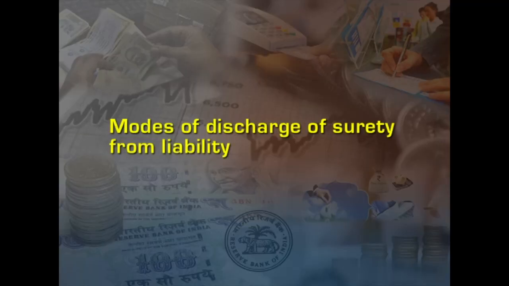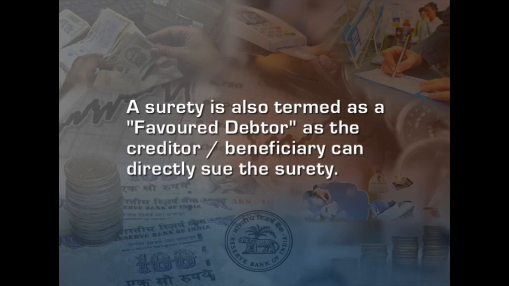Modes of discharge of surety from liability. A surety is also termed as a favored debtor, as the creditor beneficiary can directly sue the surety. This is because once a contract of guarantee is signed, the surety cannot go back on his obligations. A contract of specific guarantee cannot be revoked on the whims and fancies of the surety, but the continuing guarantee can be revoked as against future transactions.